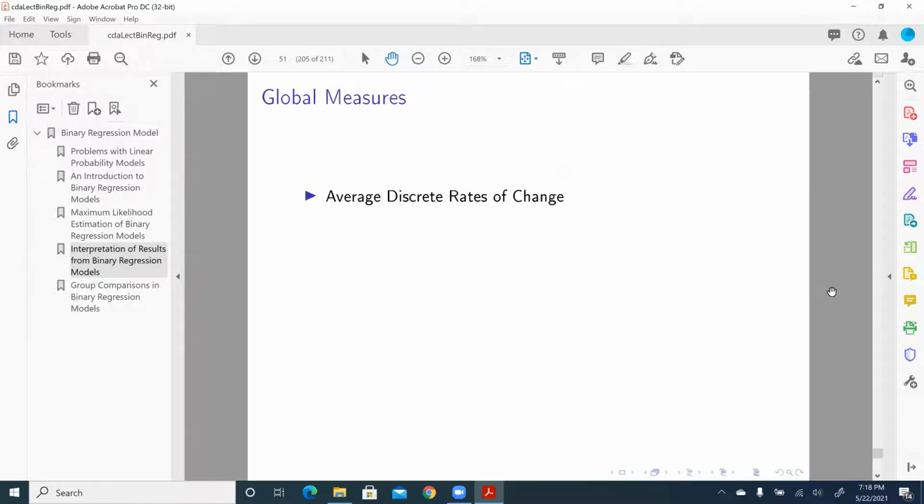Now, let me quickly talk about measures using, following other dimensions, okay? And so in this case, I'm going to talk a little bit about global measures. So here we have two global measures. First is called average discrete rates of change. So if you remember, this is discrete rates of change, right?